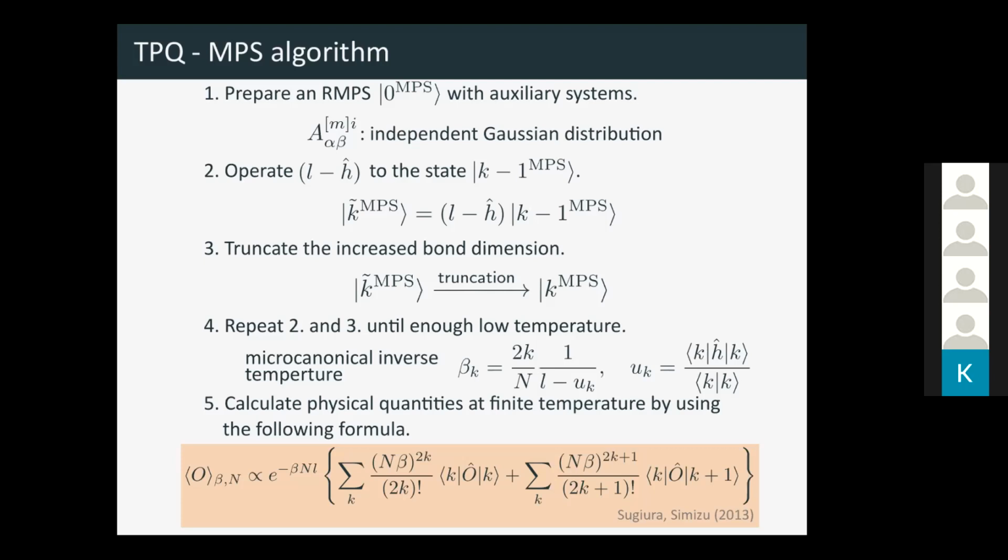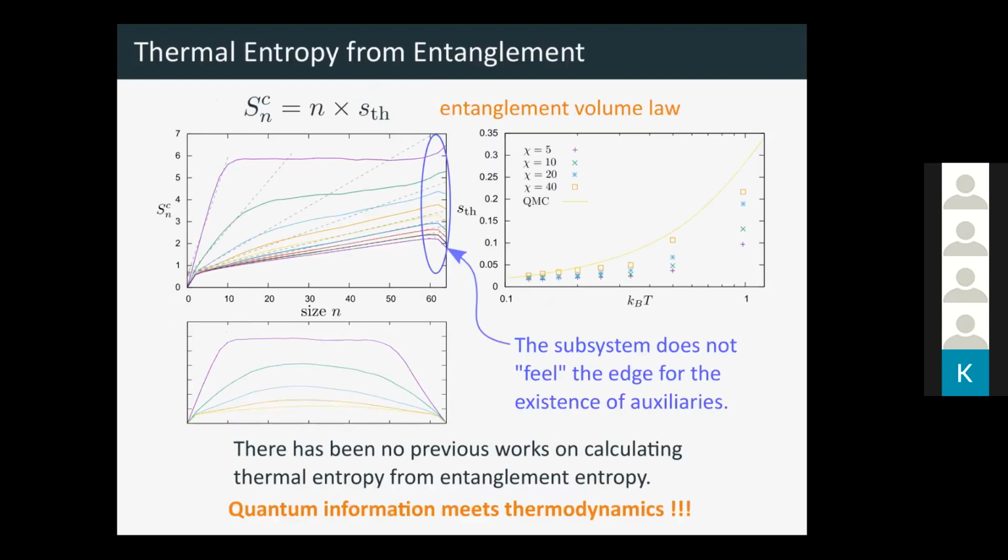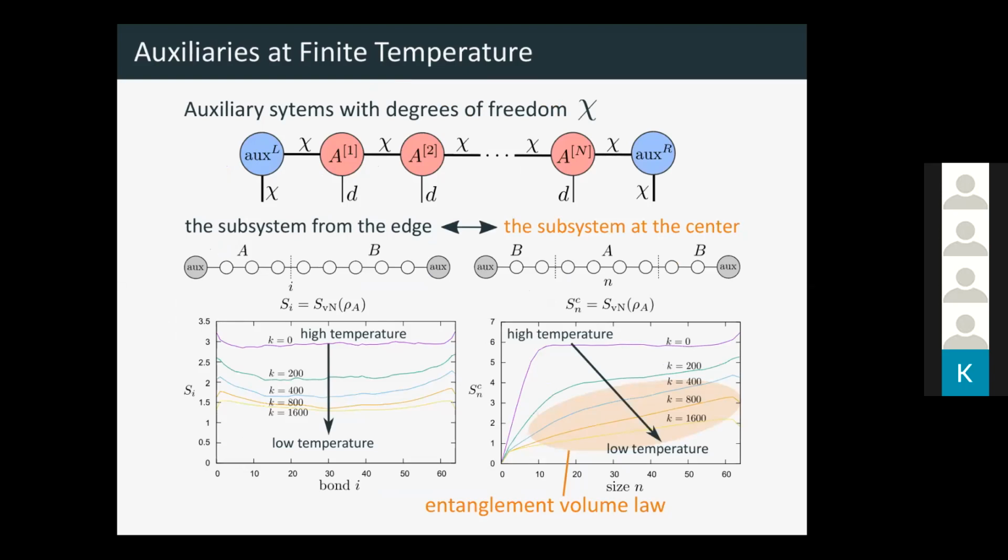So I have one question about the volume law of your entanglement entropy. I think if you fix the bond dimension chi and increase the system size, you must observe the violation of the volume law. Is that correct? Because if you fix the bond dimension, we have the upper limit of the entanglement entropy, and so we cannot increase the entanglement entropy above that value. Yes, I see. The bond dimension required for reproducing the volume law depends on system size.